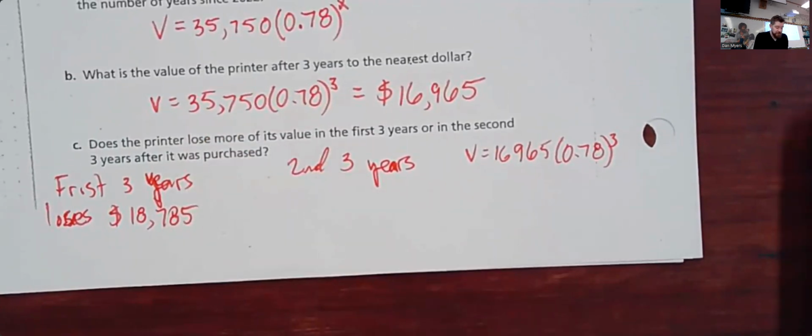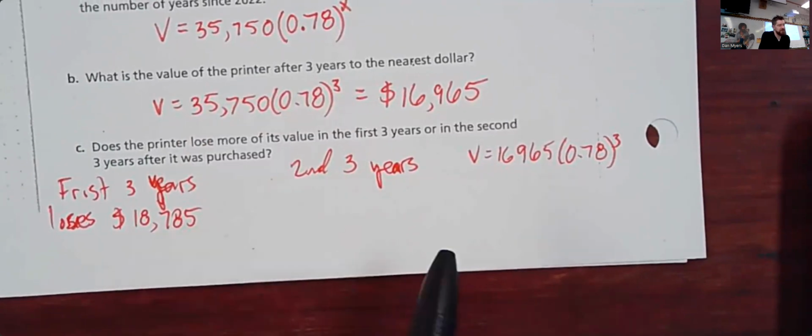Can you use the same 86? You could do that, but we want to know how much it lost. Well, I guess you could, and then just find the difference between the first 3 loss and the second 3 loss. Yeah, you can do that. That's fine. 0.78 power 3. Yeah, there's a couple ways to work that out.